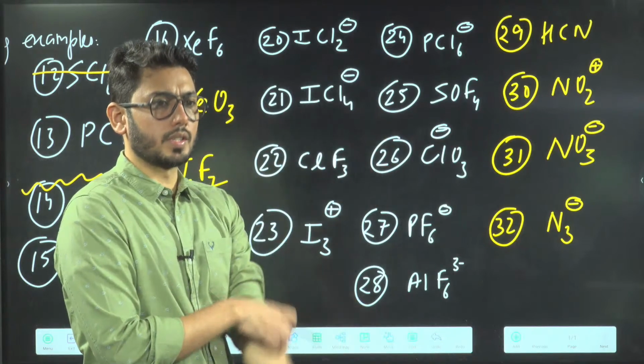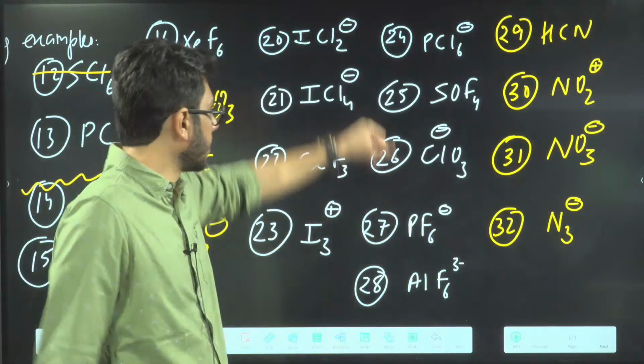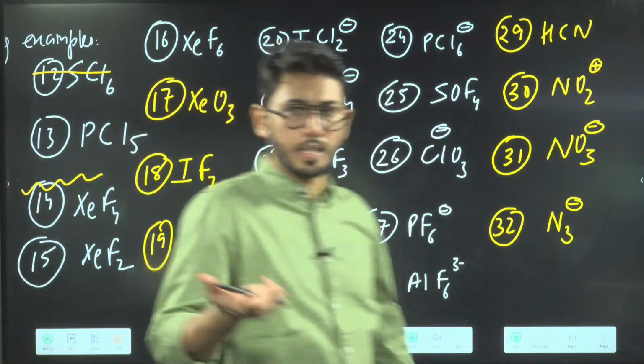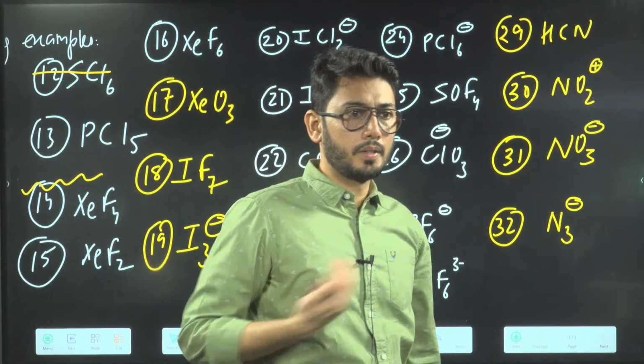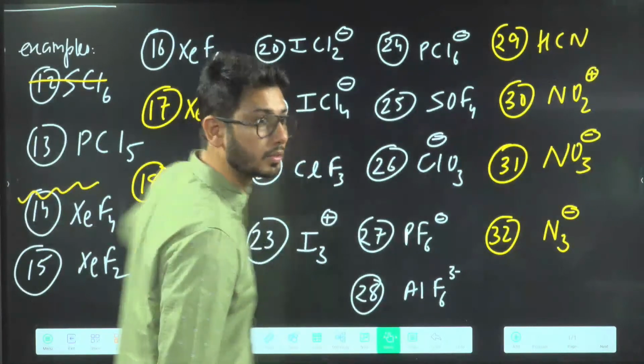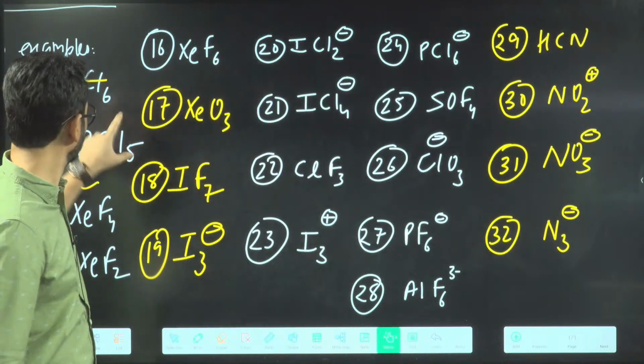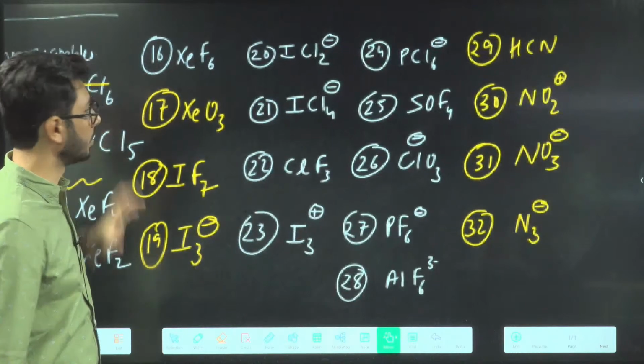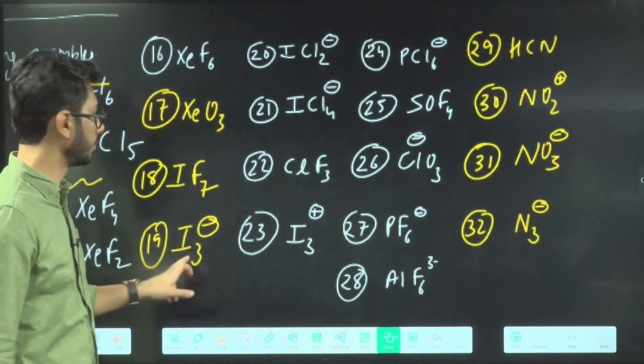In the next class we will discuss these examples, NO2+ and some structures, as I said, I have to write them. Top part not visible, okay, I'll write this one. Now it is fine.